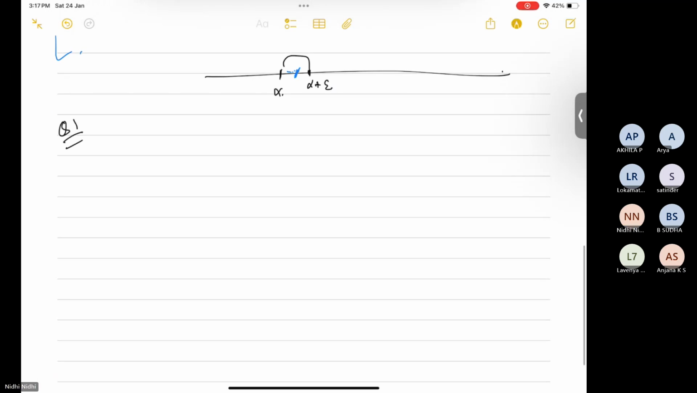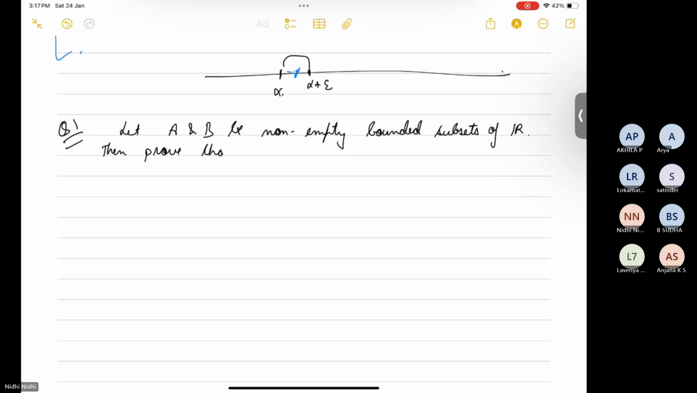Question number 1. Let A and B be non-empty bounded subsets of R. By bounded, we mean bounded above as well as bounded below. Then prove that the infimum of the set A plus B is equal to infimum of A plus infimum of B.